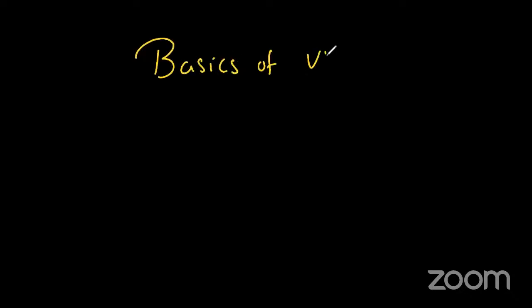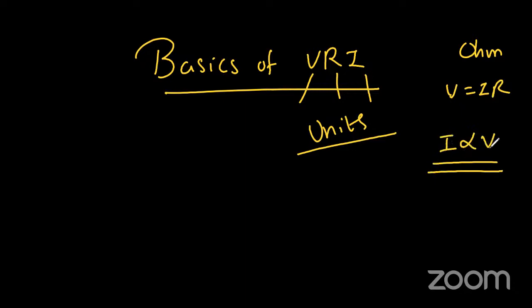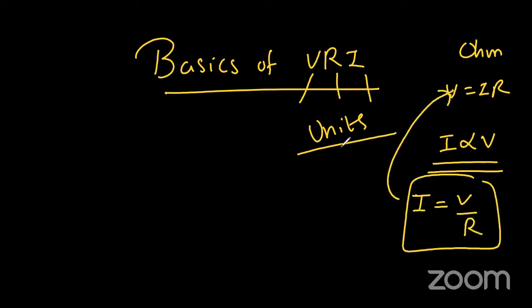So today we'll start with, last time what did we do? We started the basics of BRI. We started the basics of voltage, resistance and current. We saw that voltage is the input, the resistor is the medium, and current is the output. We saw the basics and their units. We saw Ohm's law, that V is equal to IR, but before Ohm's law, I is proportional to V. That is, output is directly proportional to the input. And if we open this, it becomes I is equal to V by R. Using this formula we derived it.